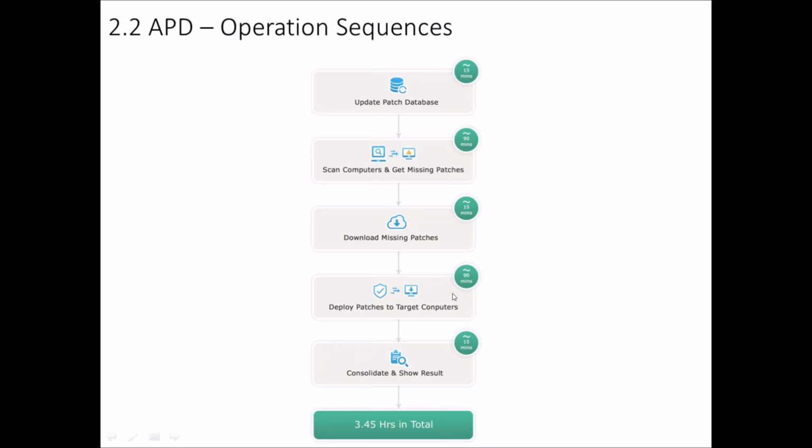And again, the deployment to the client computers, approximately 90 minutes, and consolidation of the results and showing it at the APD. So all together, it is going to take approximately 4 hours for the entire process, for the entire network to complete. Okay. You will see the result with the APD task in a similar way.